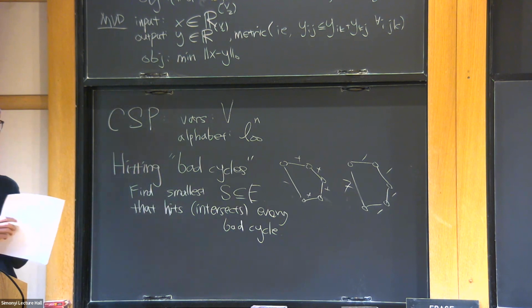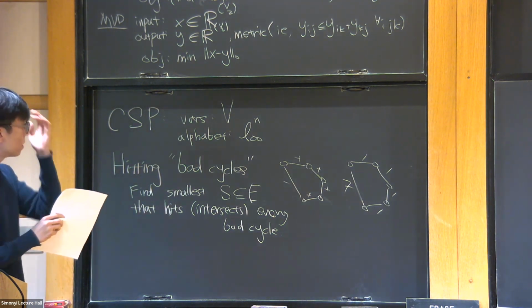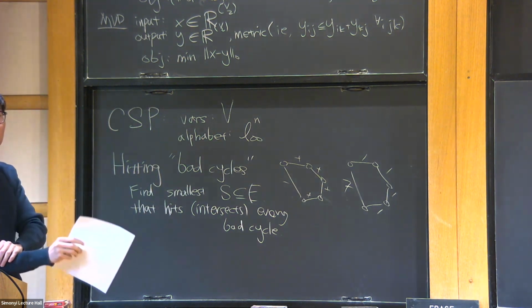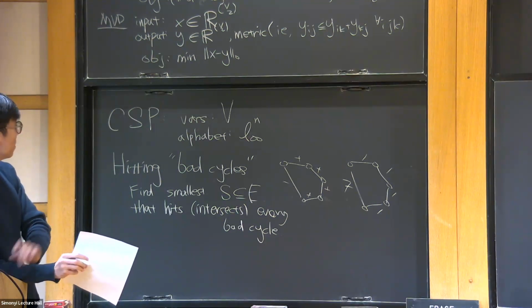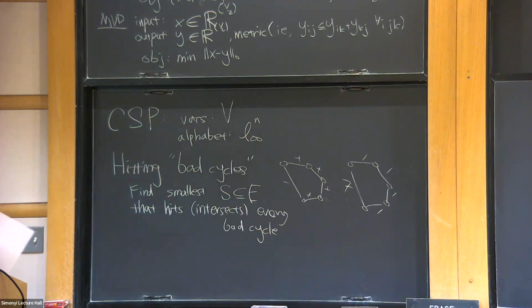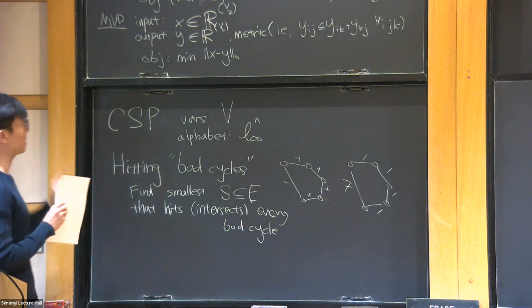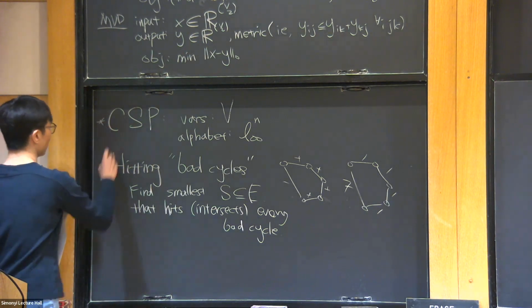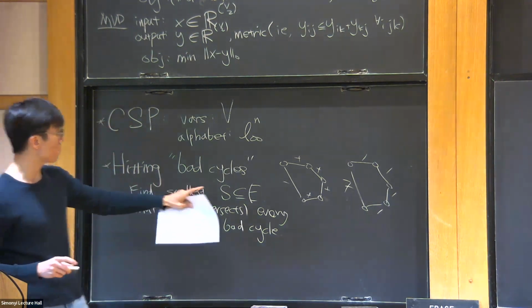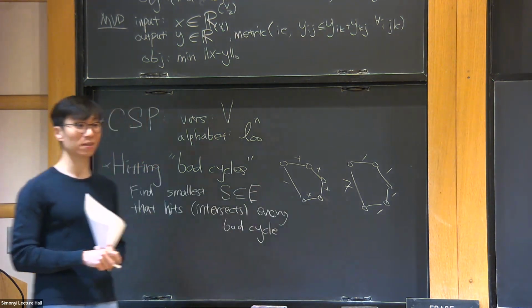Just to understand, if you flip each of these things, you might create new bad cycles, right? Is it clear that you could just flip them one by one? Yeah, that's a very valid question. Let's see in the correlation clustering.